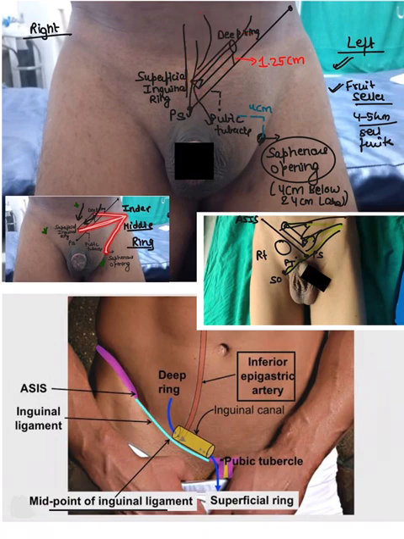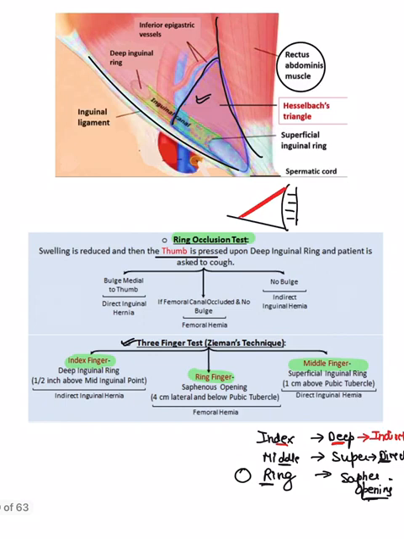Okay, so basically this was direct hernia, guys. Now see what is written here. If there is a bulge medial to the thumb, that is a direct hernia, guys. That is sure. If there is no bulge, that is an indirect inguinal hernia, guys. Okay, so this makes it very clear.